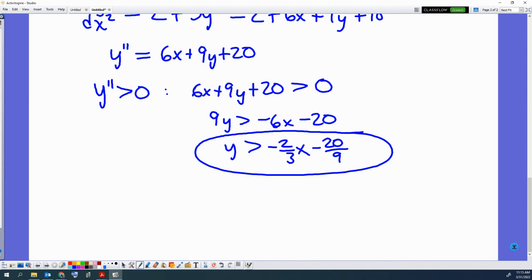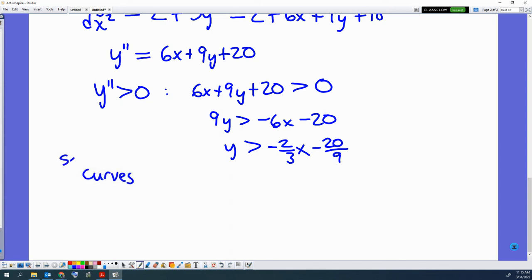Like if you were back in Algebra 1, when you did linear inequalities, you'd graph the line as a dotted line because it's just greater than, and then you'd shade above it, right? So that's the region where this is true. Whoa, almost dropped my marker. That's the region where this is true, above that line. That's where the second derivative is positive. That's where the curves are concave up. So that's my answer.